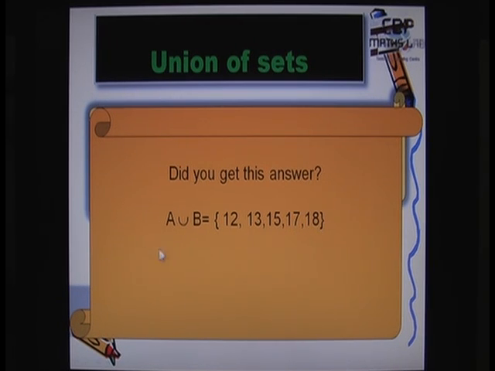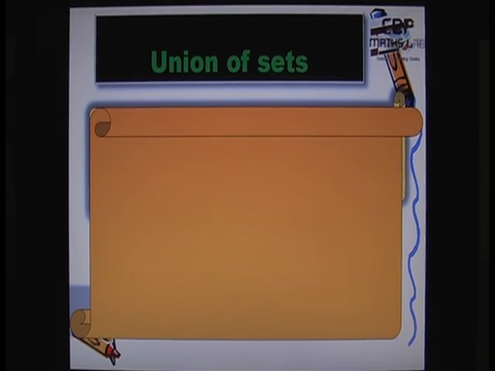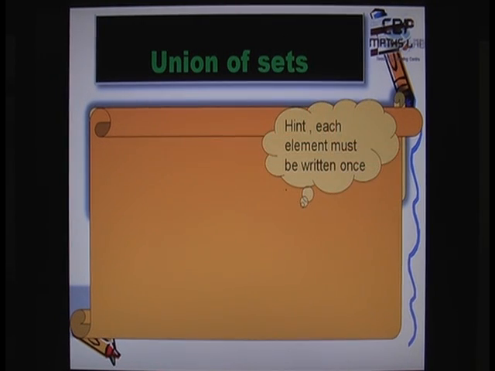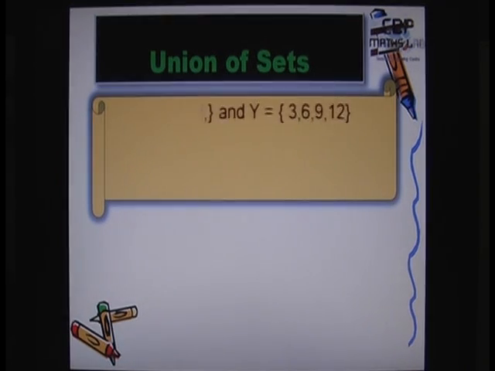Well, guess what? If you didn't, here is a hint. Listen to Mr. Hint. Mr. Hint says what? Each element must be written once. So maybe if you had written one element more than once, then that's why your answer would have been wrong. So when you see an element is repeated in two sets, you only write it once. Very good. So we're still on union of sets.